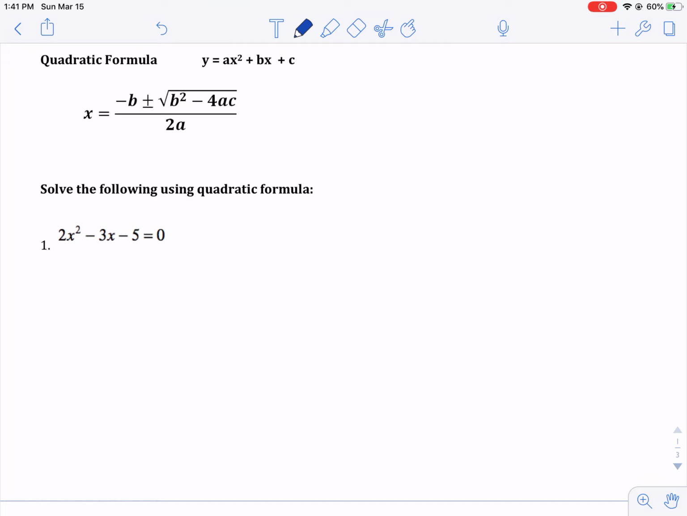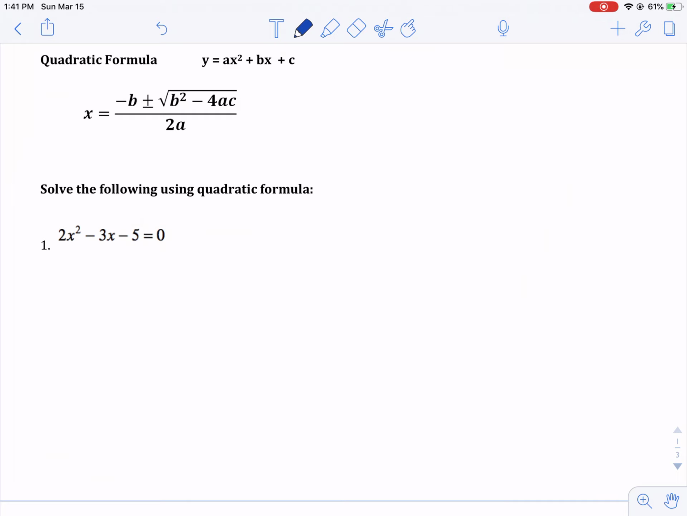So a reminder that the quadratic equation is y equals ax squared plus bx plus c. And the quadratic formula listed there is x equals negative b plus or minus square root of b squared minus 4ac all over 2a. So we're going to use the a, the b, the c, and plug them into that formula.